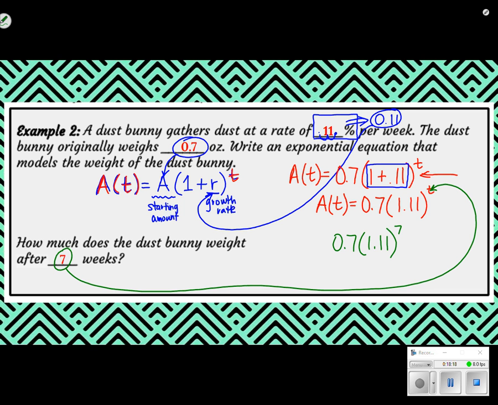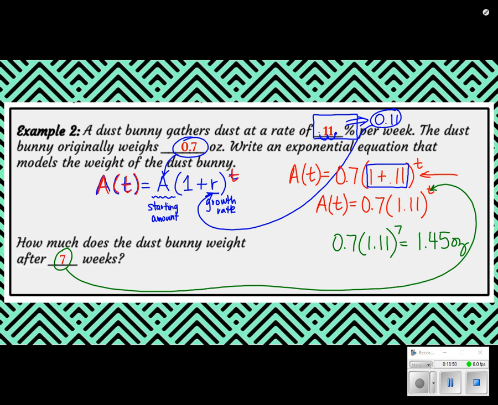And then I wouldn't even round that. It's got a whole bunch of decimal places. I would just go ahead and multiply that times 0.7. You can also just stick the whole entire thing in the calculator, but you have to do the whole entire thing. So we are going to get, and you can give me a couple decimal places, 1.45. Our units are ounces. So that's how much our dust bunny weighs. That's probably a pretty fat dust bunny. Okay, so that's the whole thing.